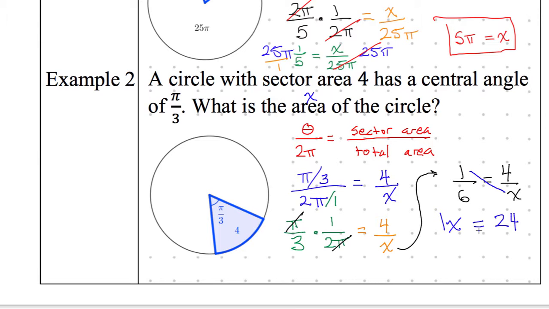X is equal to 24. We're done. We don't even need to divide both sides by 1 because that's the answer. X is equal to 24. The area of the circle is 24. Box it.